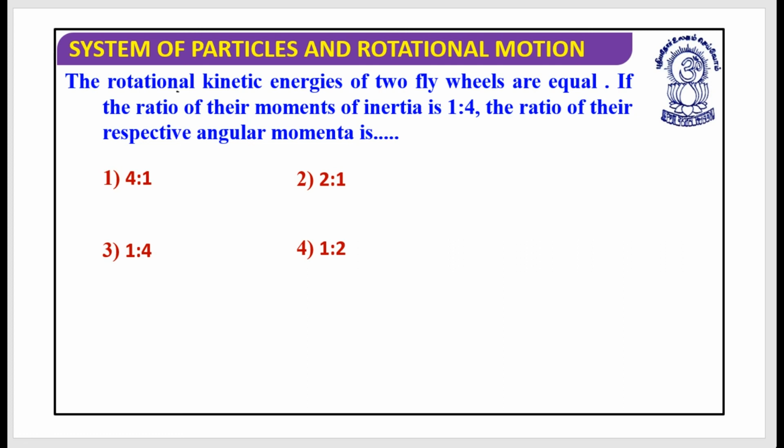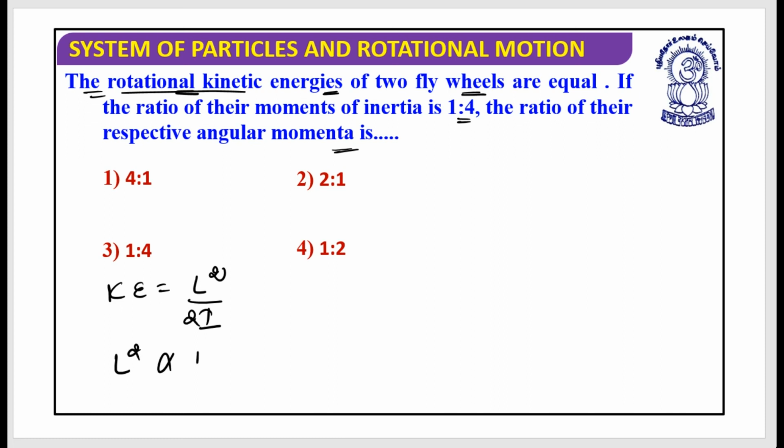The next question says the rotational kinetic energies of two flywheels are equal. If the ratio of their moments of inertia is 1 is to 4, then find the ratio of their respective angular momentum. Yes, again we are doing the same thing. The kinetic energy equals L square by 2I. They said that the rotational kinetic energies are equal and their moment of inertia has been given.